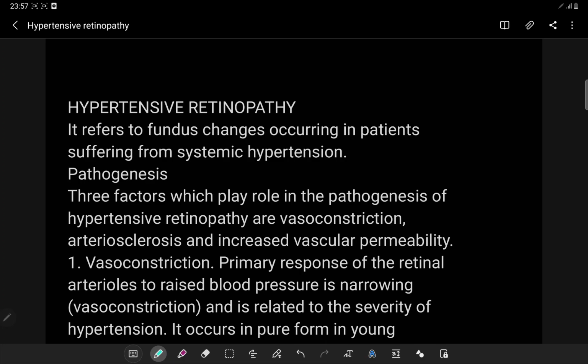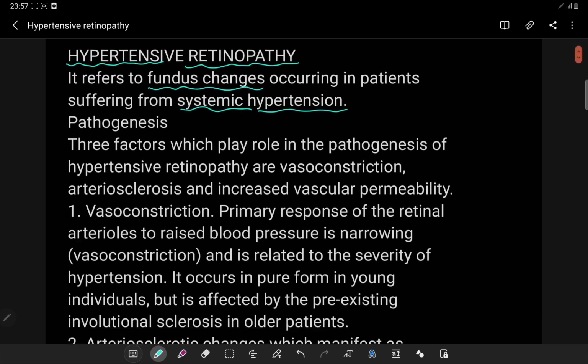But in this, we are going to start with a very important vascular disorder of the retina, which is known as hypertensive retinopathy. So what is hypertensive retinopathy? These are the fundic changes which occur in patients suffering from systemic hypertension. So this condition occurs in those patients who are suffering from systemic hypertension.